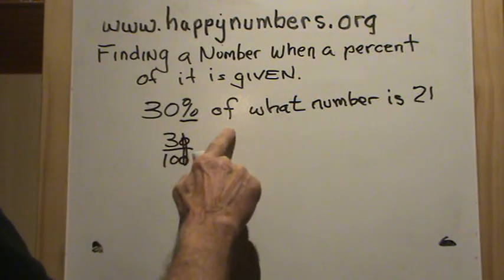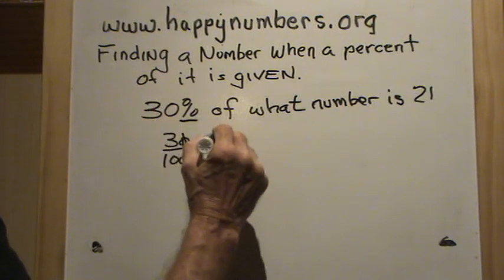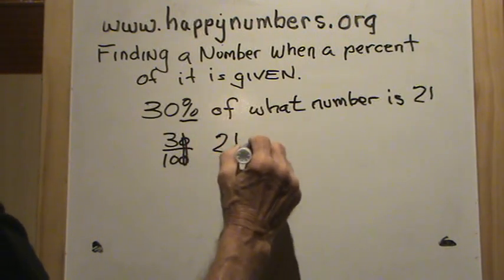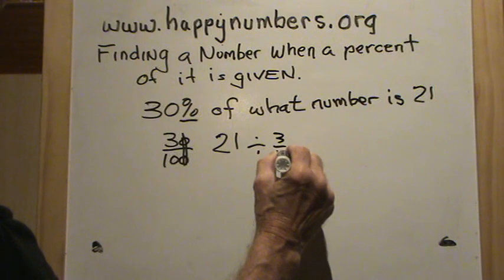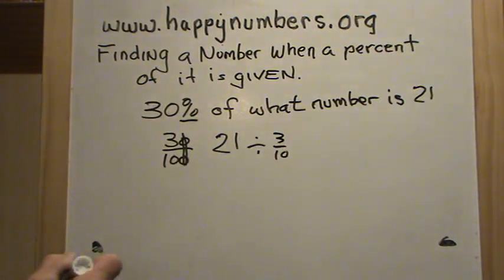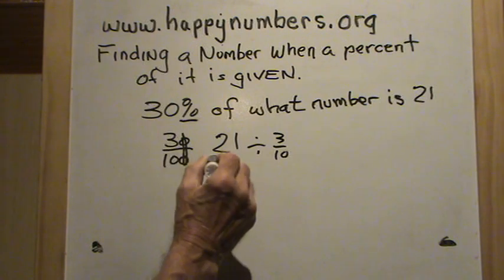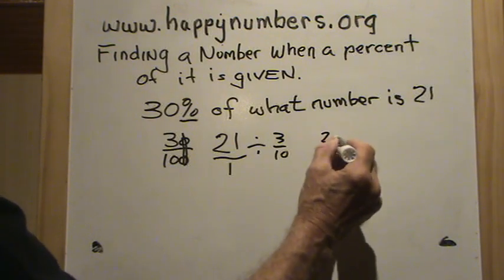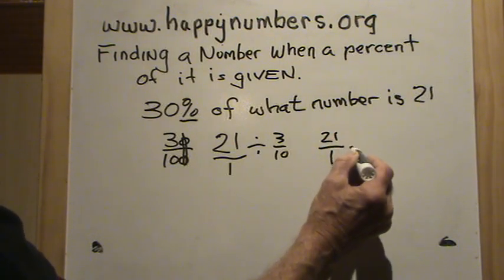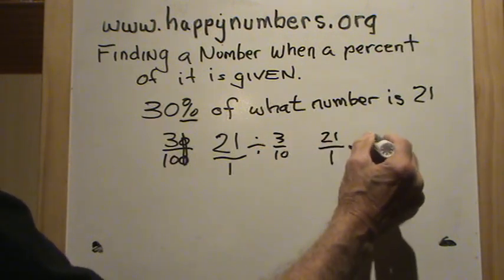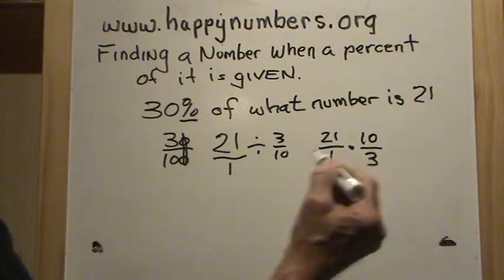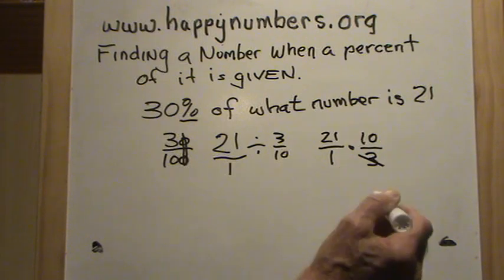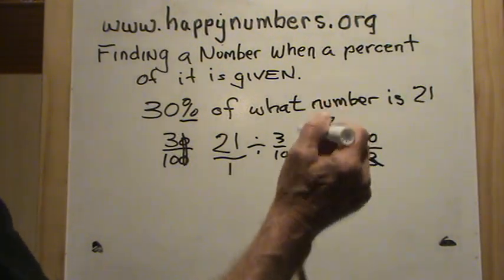And then, since we've changed the percent to a fraction, the 3/10, we divide 21 divided by 3/10. And then it's just a simple division of a fraction and a whole number. So 21 over 1 divided by 3/10. And we know when we're dividing, we have to change the problem. So it's 21 over 1 times, and we use the reciprocal, 10 over 3. And now we can cancel. 3 goes into 3 one time. 3 goes into 21 7 times.